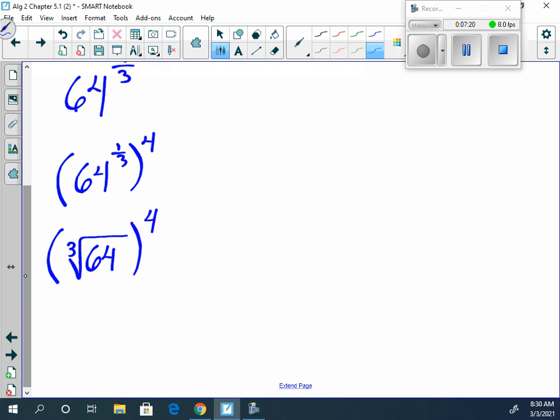Okay. And at this point here, we need to find out what the 3rd root of 64 is. What number times itself 3 times is 64? Well, twice would be 8, so we need a number smaller than 8. 4. It would be 4. And we'd really have 4 to the 4th now.